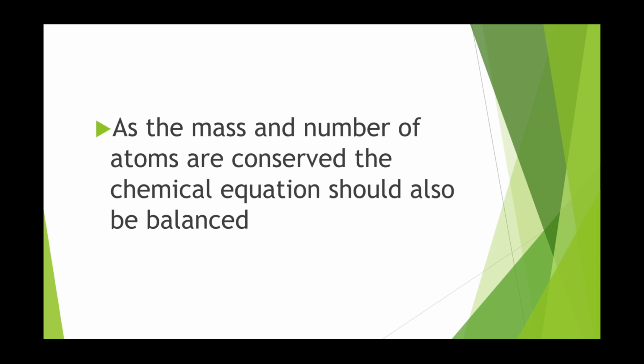Now from all of this we can say that mass and atoms are conserved. So if the mass and number of atoms are conserved, while writing a chemical equation we should also balance the chemical equation. As the mass and number of atoms are conserved, the chemical equation should be balanced properly. Okay. I hope you all got the points we have studied till now. And about the balancing of a chemical equation, we will see it in our next video.